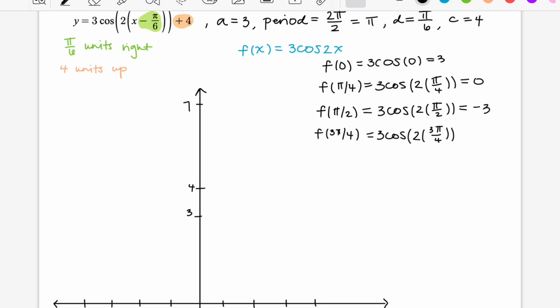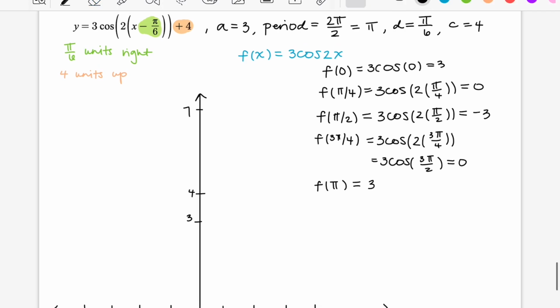So this will give us 3 cosine of 3 pi over 2, which will give us 0. And then the last one we'll do is pi here. This will be 3 cosine of 2 pi, which gives us +3.